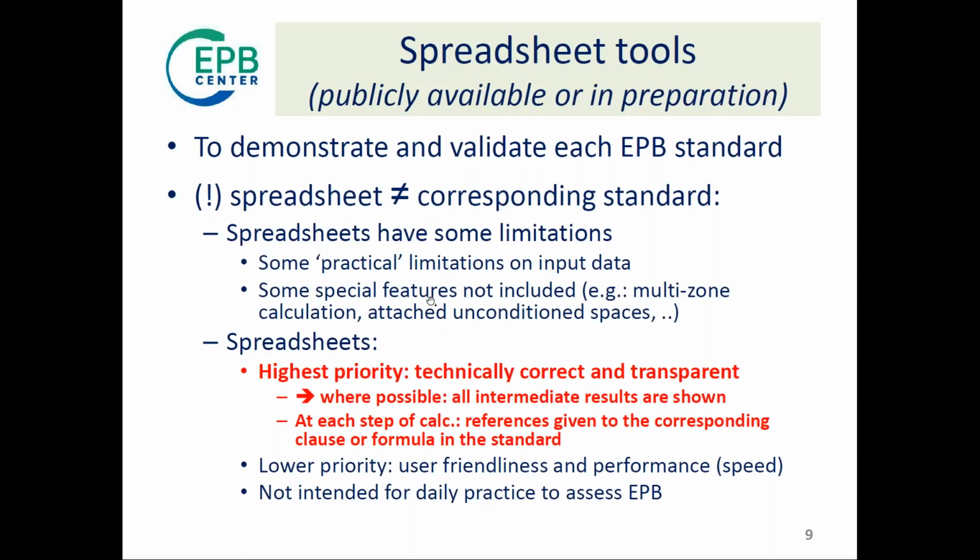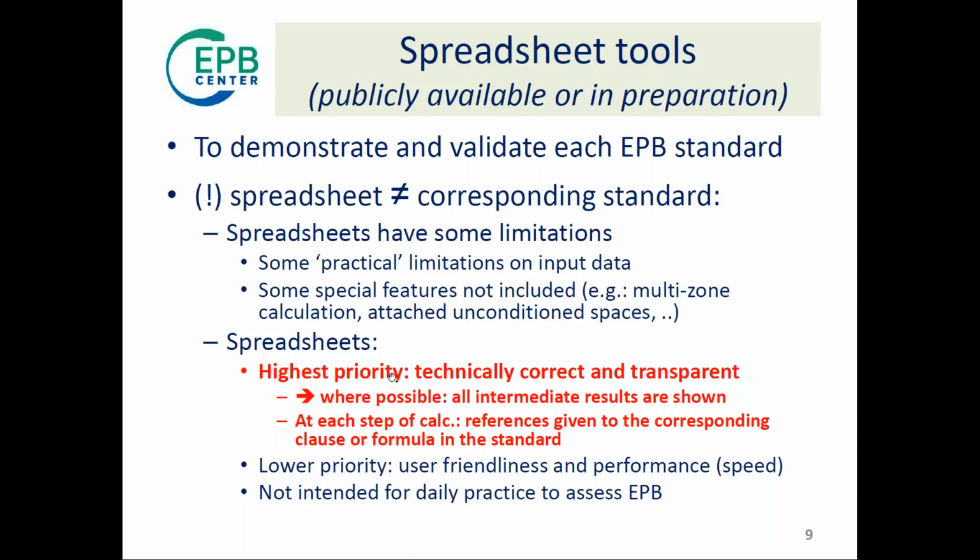For instance, quite an important one is that multi-zone calculation is not covered at the moment in a spreadsheet. If it comes to energy needs for heating and cooling, you can have attached unconditioned spaces or sun spaces. They are not covered at the moment in the spreadsheet. So that's the disclaimer on the spreadsheet. And the main goal for the spreadsheet is to demonstrate and validate each standard, as I said.